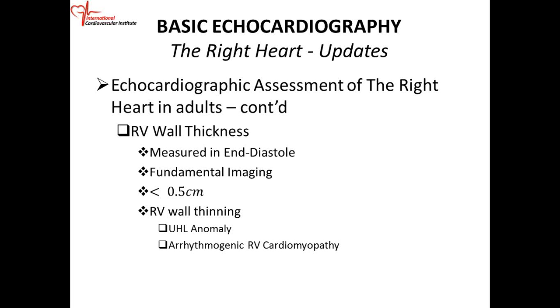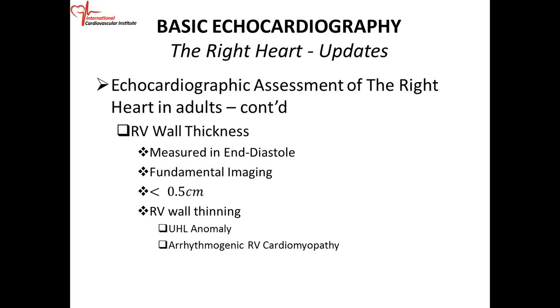Also, you can see thinning. So the RV wall may be thickened, it may also be thin. And you get RV wall thinning in arrhythmogenic RV cardiomyopathy. So this is one of the most common reasons for RV wall thinning. And what is meant by arrhythmogenic RV cardiomyopathy? So the heart is a muscular pump. It is composed mainly of muscles which contract and pump blood throughout the body.